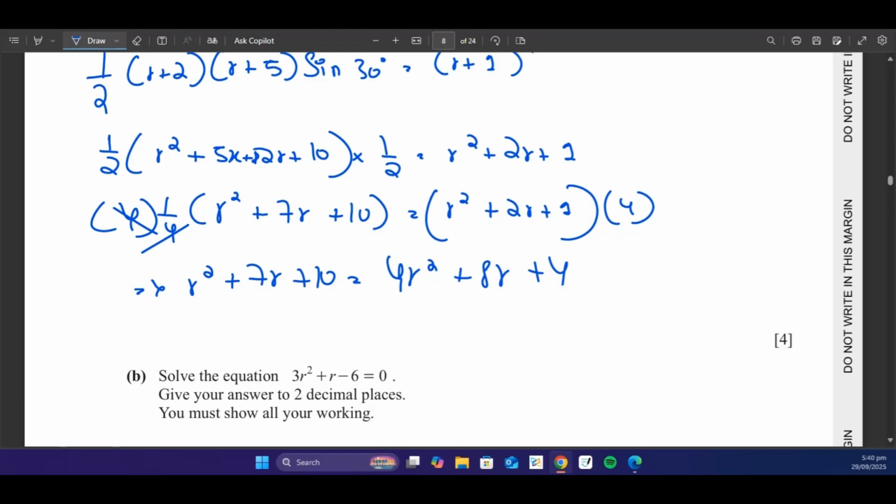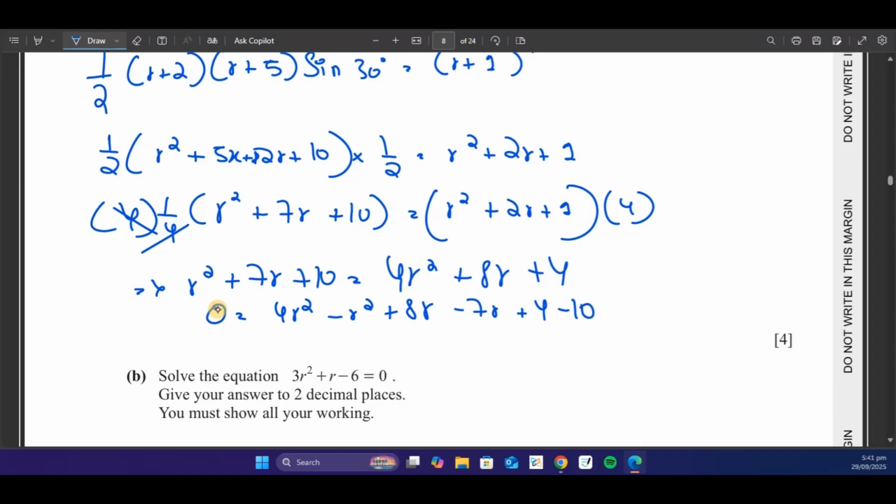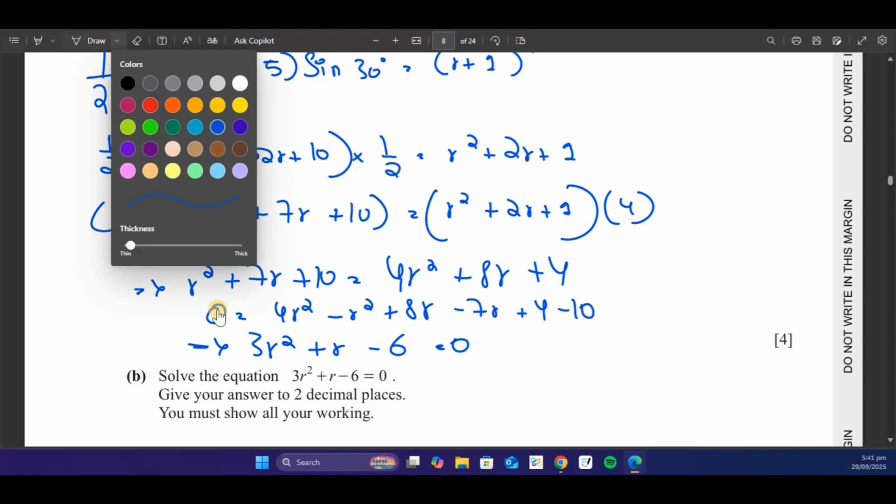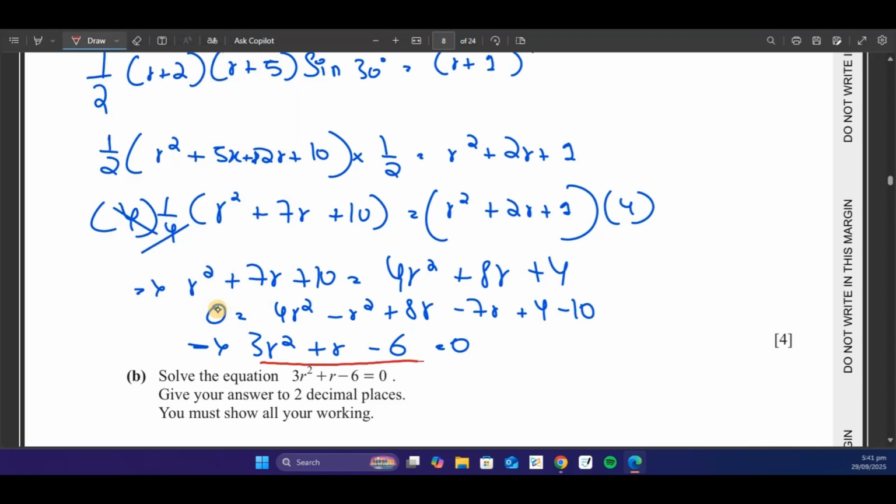So we're going to bring all the like terms to one side. We're going to say 0 is equal to 4r squared minus r squared from over here, plus 8r minus 7r, plus 4 minus 10, and that should give us a final answer of 3r squared plus r minus 6 equals 0. Perfect, straightforward and simple.